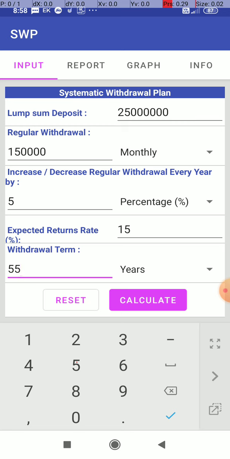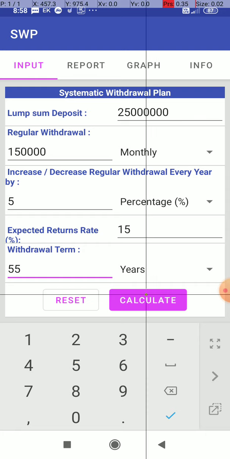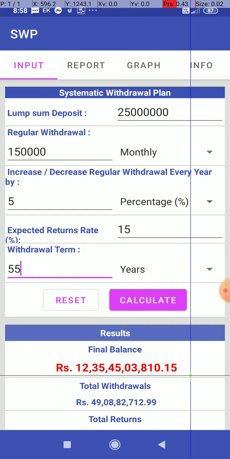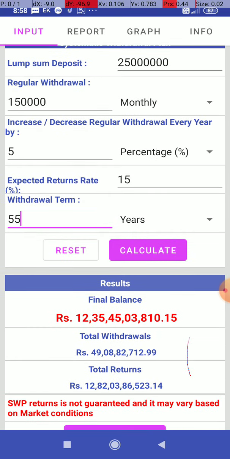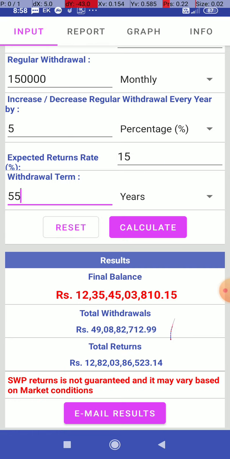In this process, you'll find that even if you live longer than that, your balance will still be there to give you the regular withdrawal of 1,50,000 in the beginning and a 5% increase every year. So let us see how much is the balance at the end of 55 years. Now you will find that the final balance at the end of 55 years, when you are 100 years old, is 1,235 crores, and you have withdrawn 49 crores. So this is in case you are withdrawing 1,50,000 per month.